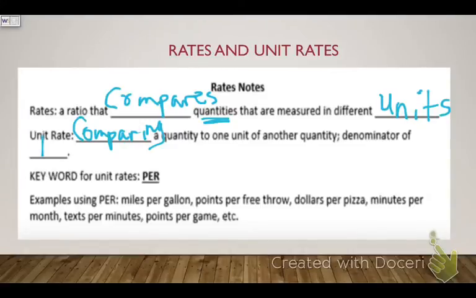Now the key word that you might see in a unit rate would be the word per. And I'm not talking about the cat purr. I'm talking about things like miles per gallon, miles for 1 gallon, points per free throw, points for a free throw, dollars per pizza, minutes per month, texts per minute, points per game. There are other ones that you can think of also.